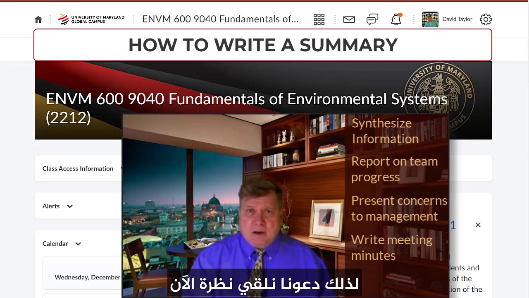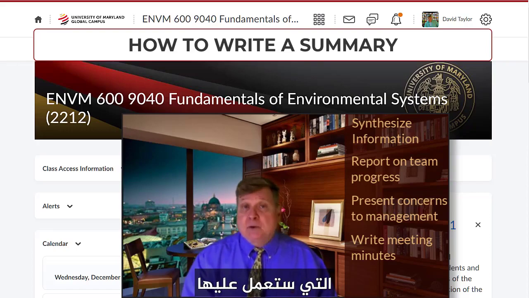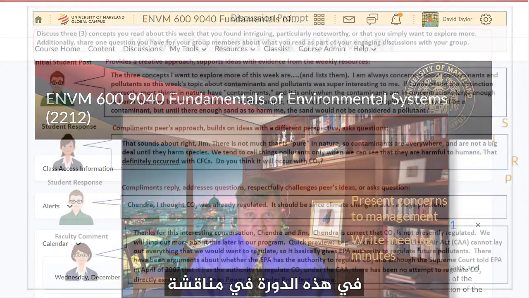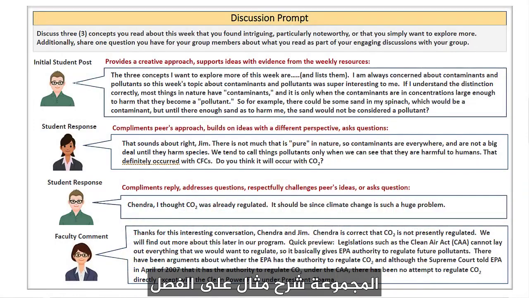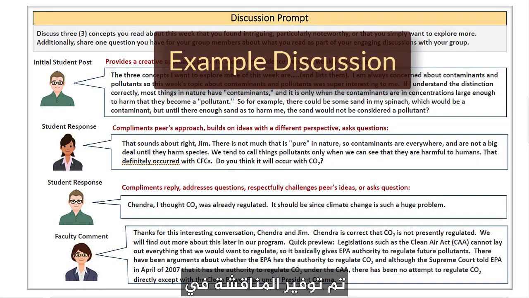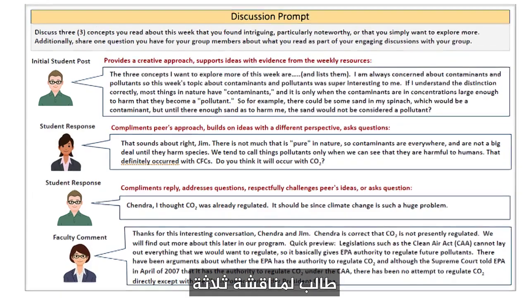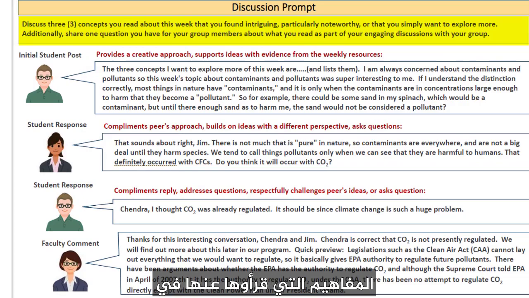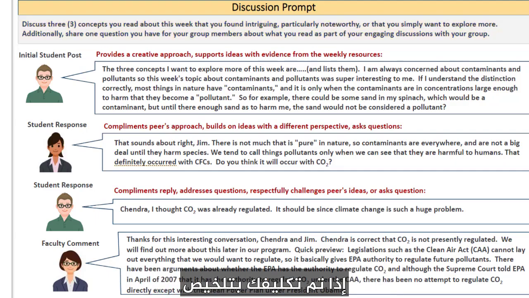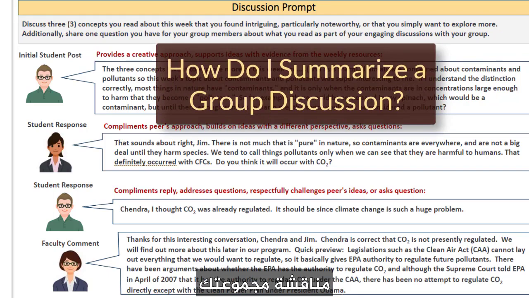So let's take a look now at this particular assignment that you'll be working on in this course. In the group discussion explanation, an example of a class discussion has been provided on the second page. In this sample discussion, each student was asked to discuss 3 concepts that they read about that week. These are concepts that the student found particularly important and interesting. Then, students were to post a question to engage their classmates in discussion. If you were tasked with summarizing your group's discussion, then you would follow these steps.